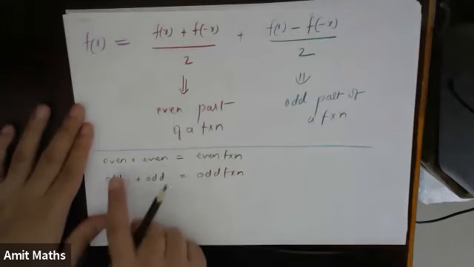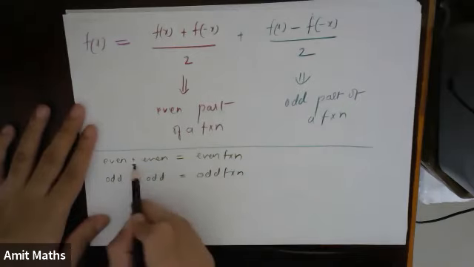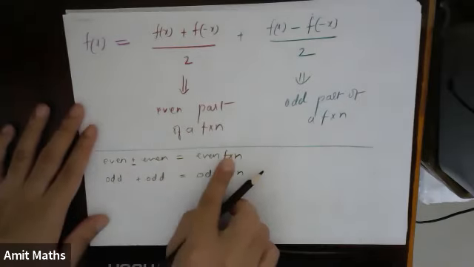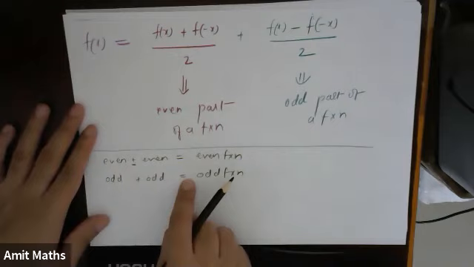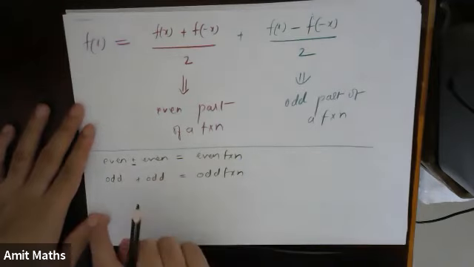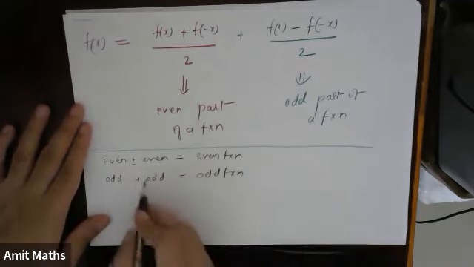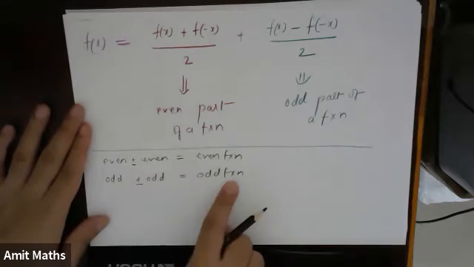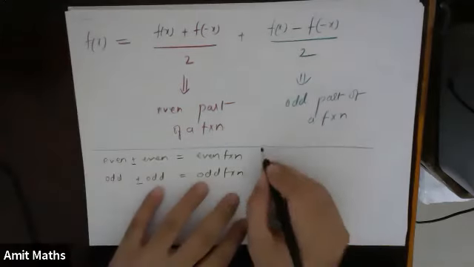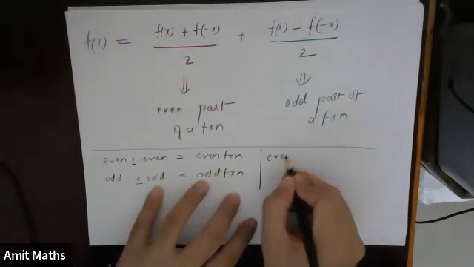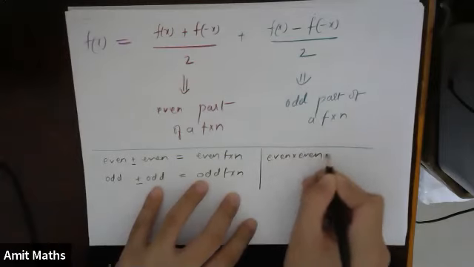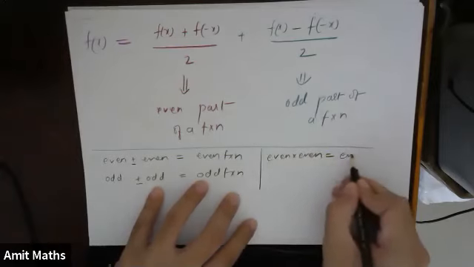Even minus even will also give me an even function. Odd plus odd will give me odd. Odd minus odd will also give you odd. Understood? Fine. Now see, even into even will also give you an even function.